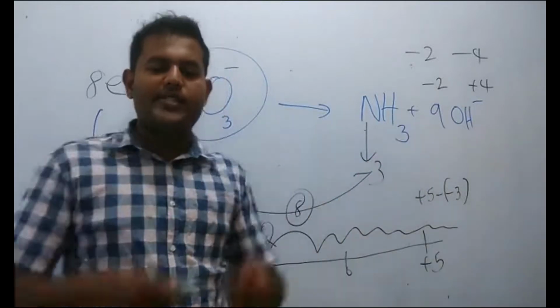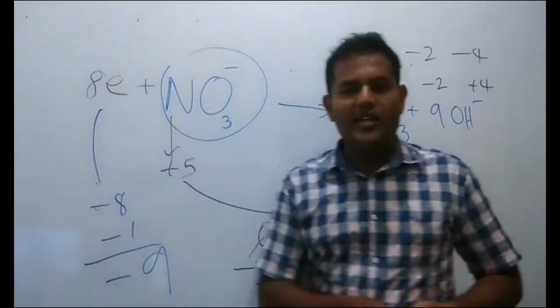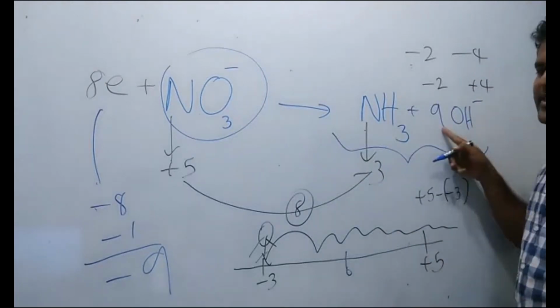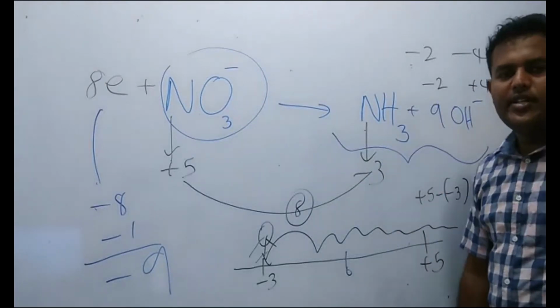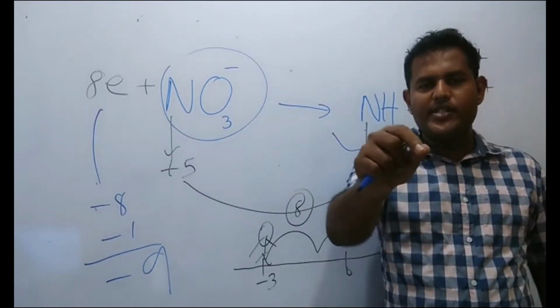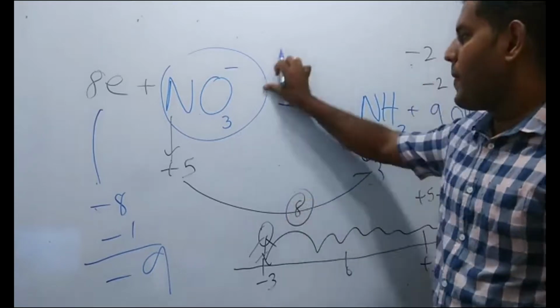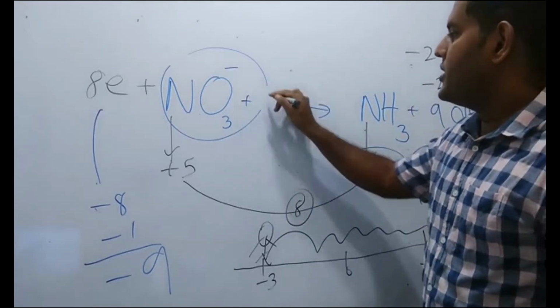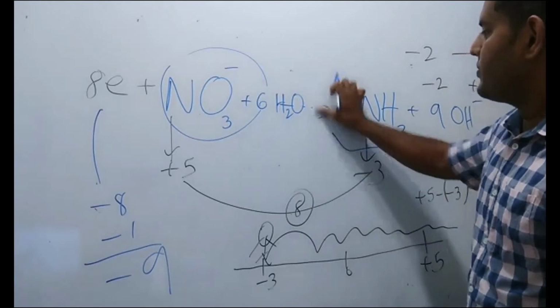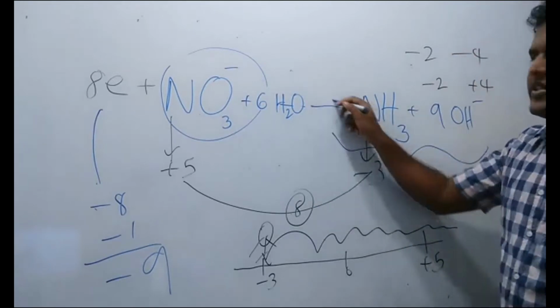How many hydrogens in total? Right? That's the point. So 9 hydrogens and here 3 hydrogens. So 9 plus 3, 12 hydrogens. In order to balance 12 hydrogens, put 6H2O. Right? Just write 6H2O. So our equation is balanced.